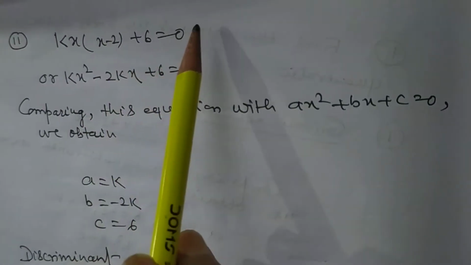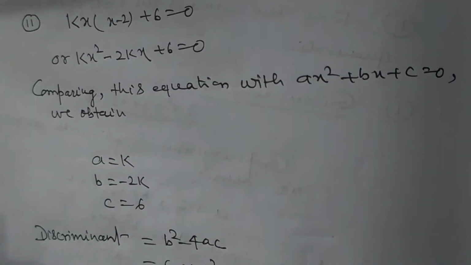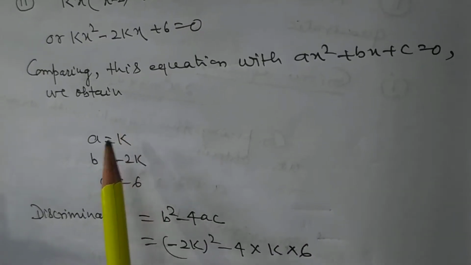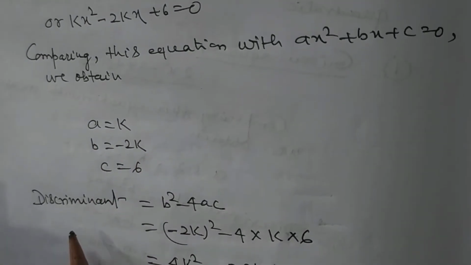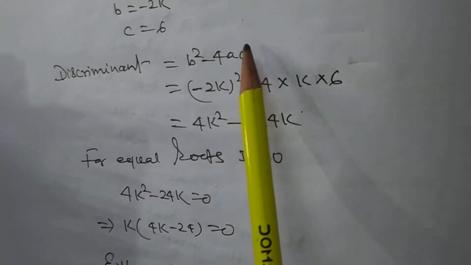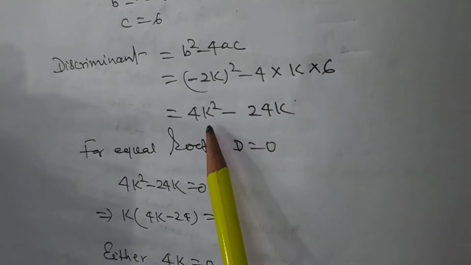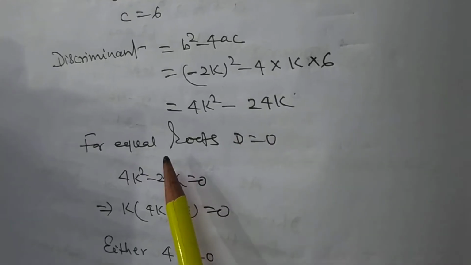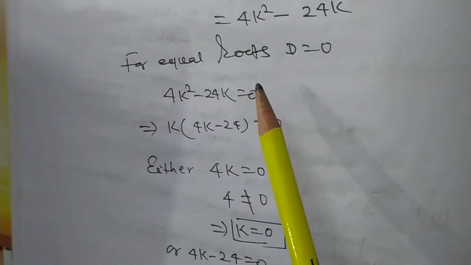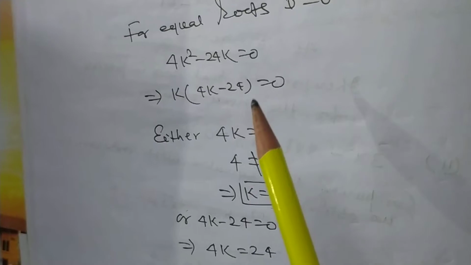Kx into x minus 2 plus 6, or kx square minus 2kx plus 6 is equal to 0. Comparing this equation with ax square plus bx plus c is equal to 0, we obtain a is equal to k, b is equal to minus 2k, c is equal to 6. Now, discriminant is equal to b square minus 4ac. That is minus 2k whole square minus 4 into k into 6. That is 4k square minus 24k. For equal roots, D is equal to 0. 4k square minus 24k is equal to 0. Taking common k, we have k into 4k minus 24 is equal to 0.